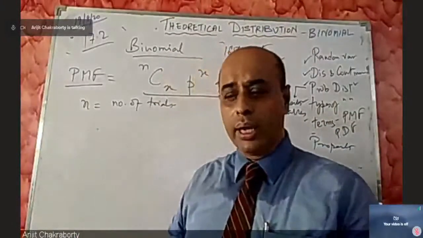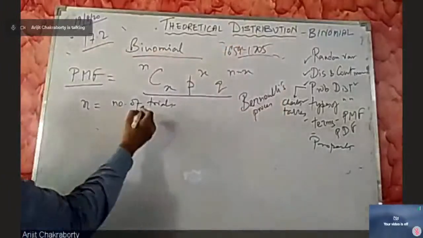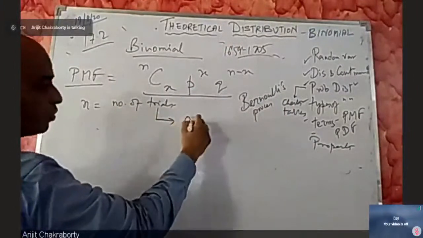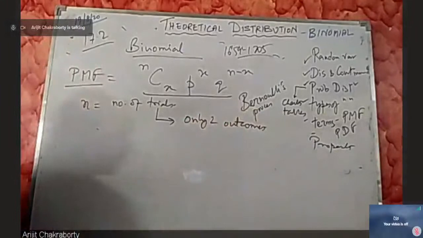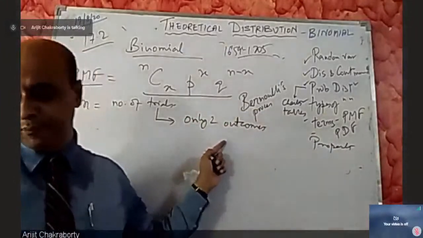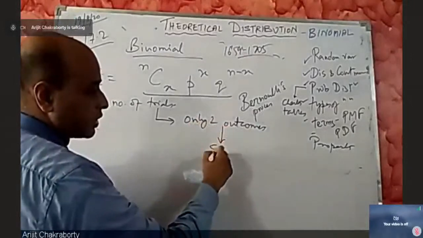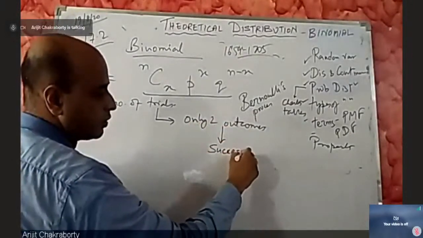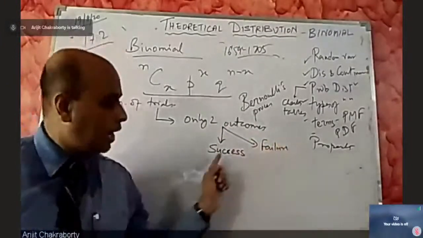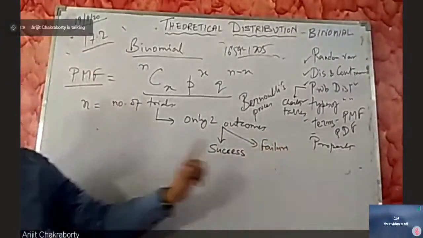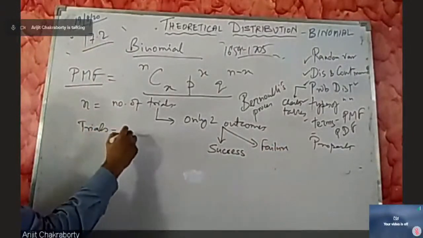Each trial will have only two mutually exclusive outcomes. Please note, every such trial will have only two outcomes. I am drawing a flow chart. Please note with me. The two outcomes will be either a success or a failure, like head or tail. Please also remember that these trials are independent.